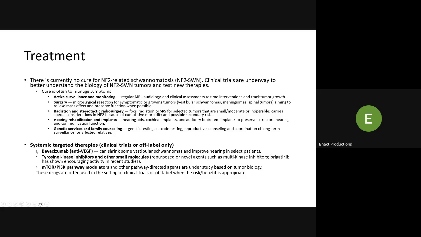So I'm calling out here bevacizumab, which is an anti-VEGF, and it's thought to shrink some vestibular schwannomas and improve hearing in some patients. Tyrosine kinase inhibitors are something that we want to maybe take a look at. So brigatinib, for example, is something we might want to look back at. They're also talking about multi-kinase inhibitors. Maybe they go after more than one target, not just one thing. mTOR and PI3K pathway modulators, something to look out for.